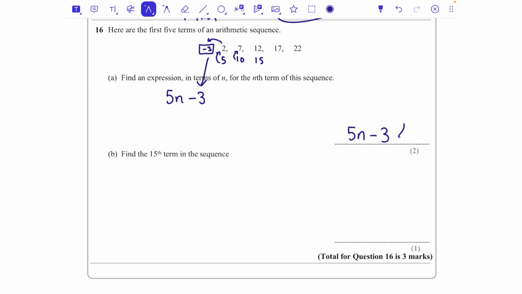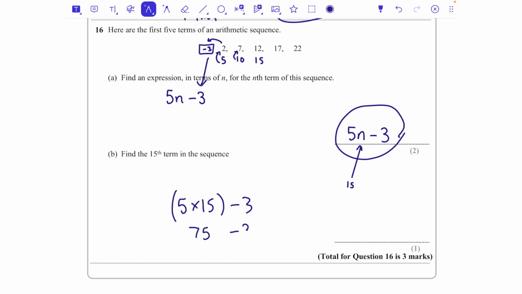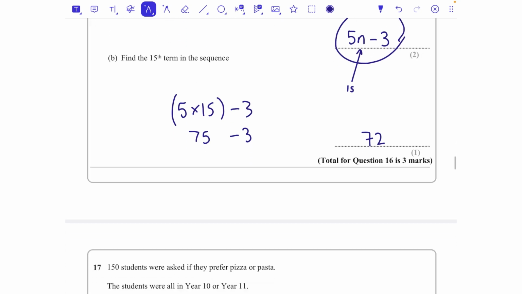So the nth term gets us any number in the sequence. All we have to do is change n to be the position number that we want. So in this case, we just need to change n to be 15, and that would tell us the 15th term in the sequence. So 5 times 15, and then we're going to take away 3. 5 times 15 is 75, take away 3 is 72. So that would be my answer there for 1 mark.